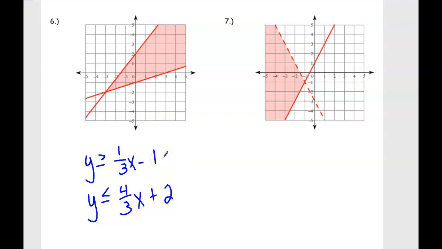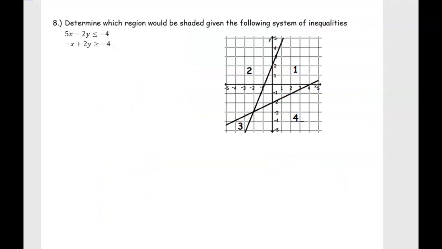All right, number 7, you should have y is less than -2x minus 3, and y is greater than or equal to 2x plus 1. Hopefully you got those. If you didn't, go back to the key that's posted on Schoology and see if you can detect your mistake. It's pretty detailed. All right, number 8.